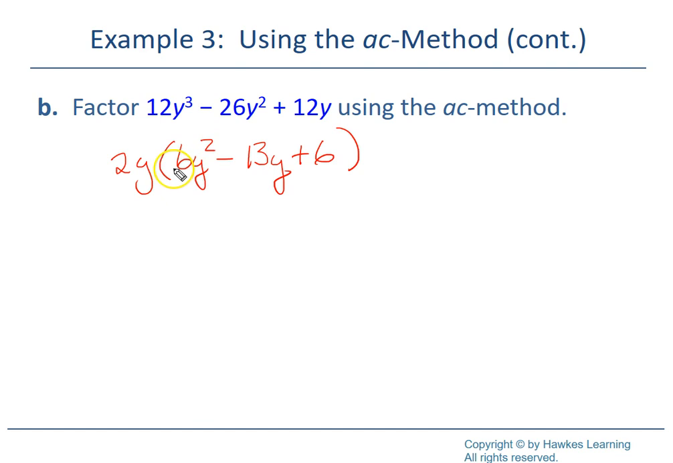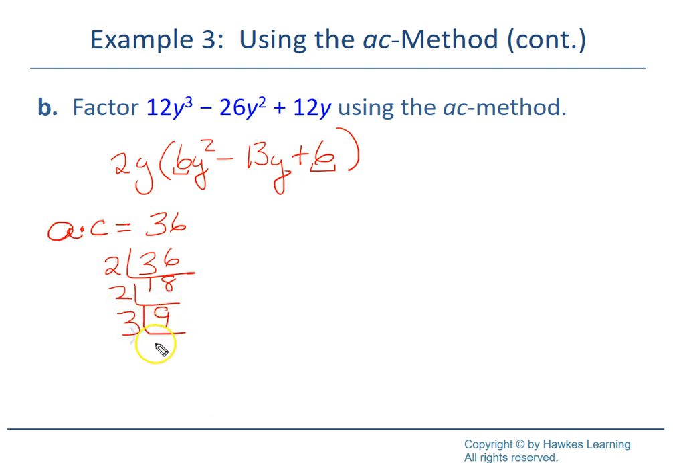And again, our A term is 6, and our C term is 6. So A times C equals 36. And we want to factor now the 36 into its prime factorizations. We take a 2 out of there, and this will be 18. A 2 out of there, and that's going to be a 9. And then we can do a 3 and a 3.